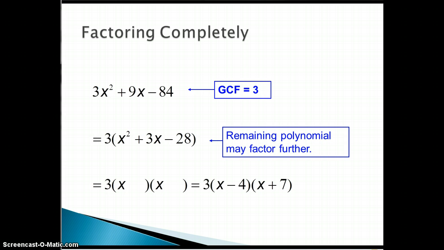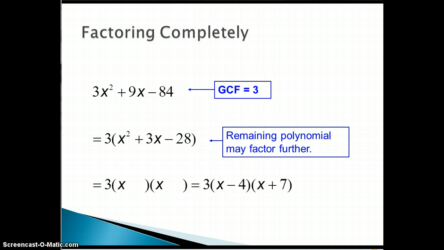Since this is a trinomial, and notice the first term is x squared, so the leading coefficient is 1, I go ahead and write 2 sets of parentheses and place my x's in front. Then I'd be looking for 2 numbers that multiply to give me my constant, which would be negative 28. And they would need to add to give me the positive 3, which is the middle coefficient. If you make your table of all possible factors of negative 28, you'll see that the 2 numbers that add up to positive 3 would be negative 4 and positive 7.